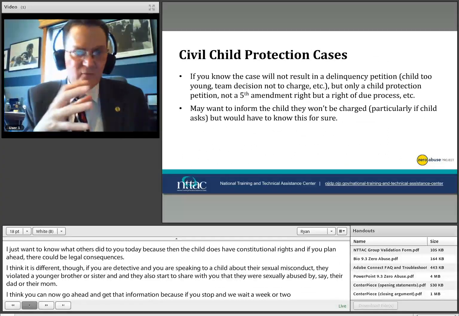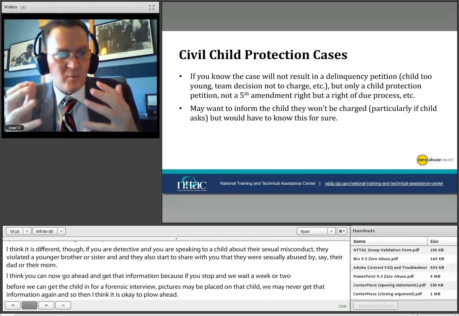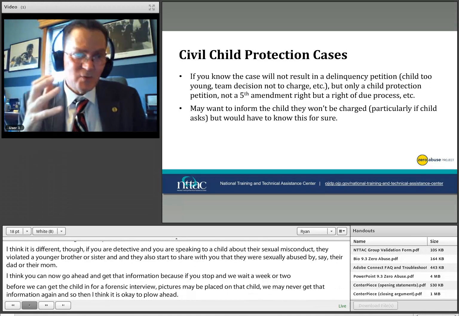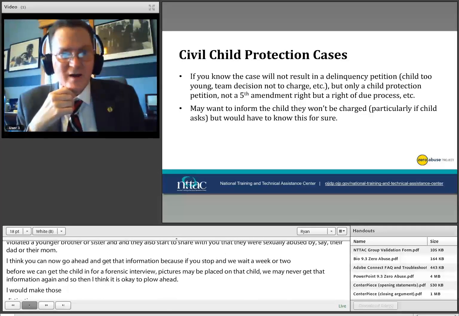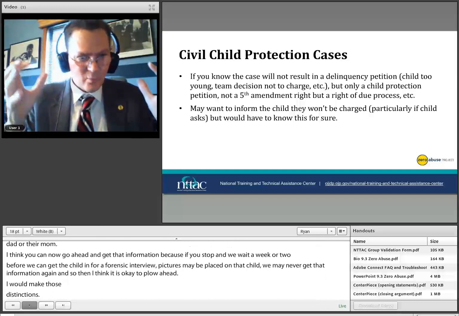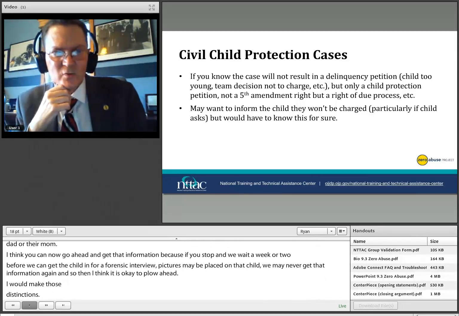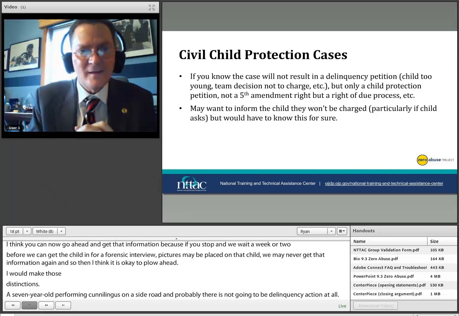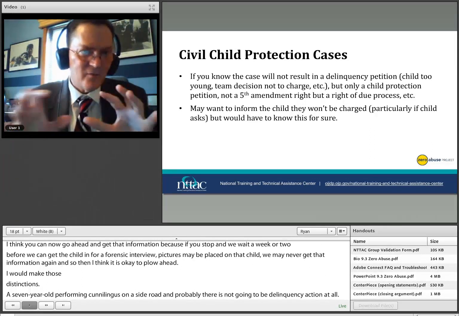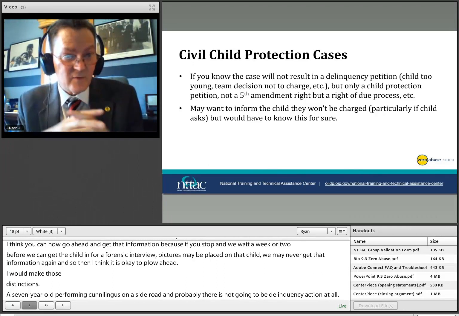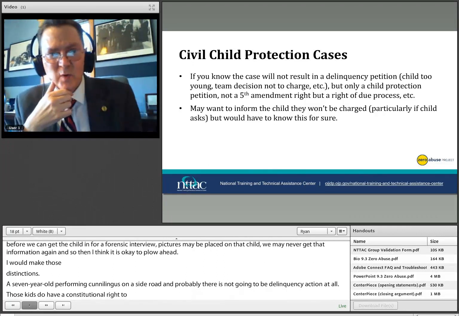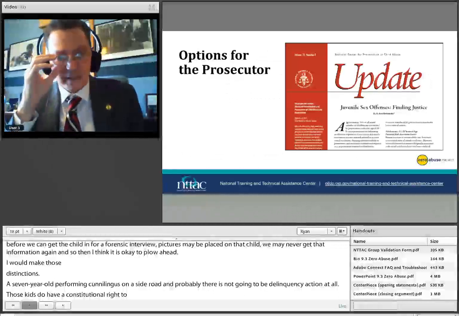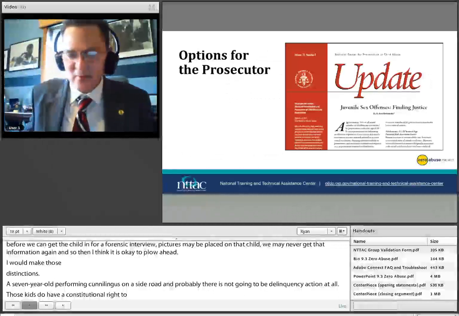I think it's different, though, if you're a detective and you're speaking to a child about their sexual misconduct. They violated a younger brother or sister, and then they also start to share with you that they were sexually abused by, say, their dad or their mom. I think you can now plow ahead and get that information, because if you stop and we wait a week or two before we can get the child in for a forensic interview, pressures may be placed on that child. We may never get that information again. And so then I think it's okay to plow ahead. I would make those distinctions.